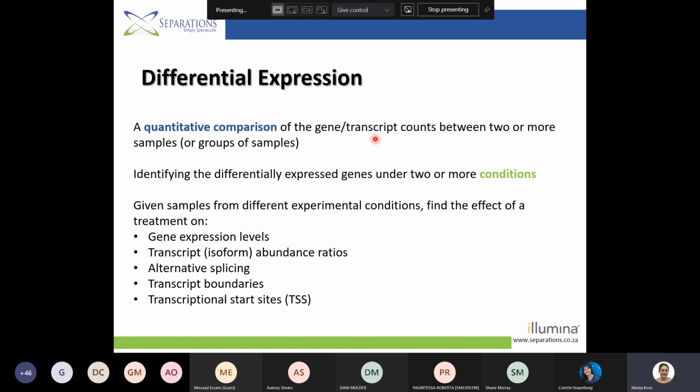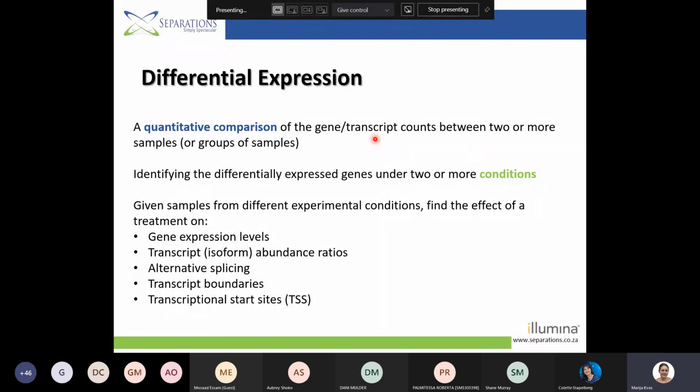So we are physically counting between two or more samples, or actually groups of samples, right? So in that experiment, we can have different conditions, either treatment. We're looking at how a cell is reacting, which genes are expressed, right? What is the abundance of those transcripts for that specific treatment?